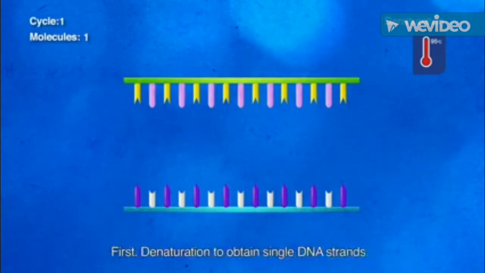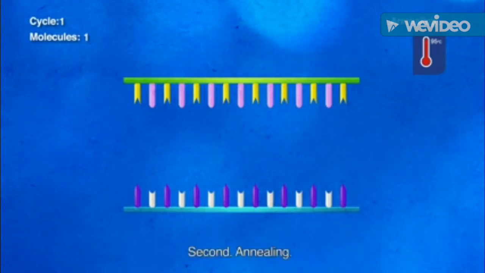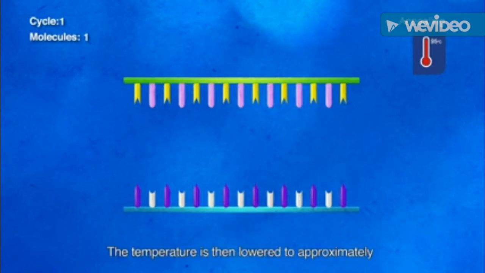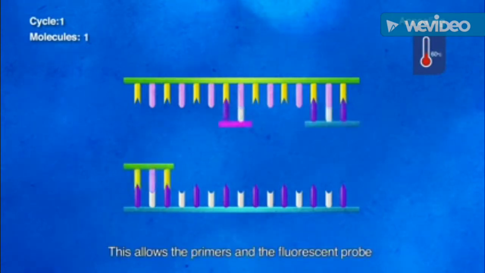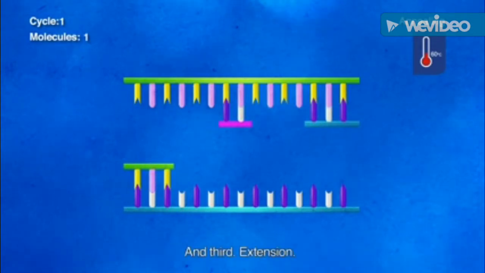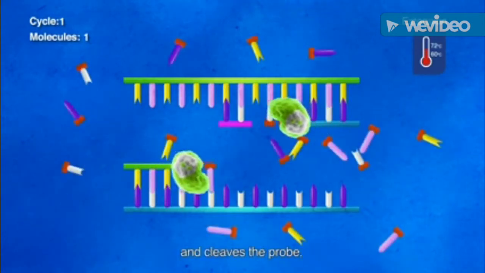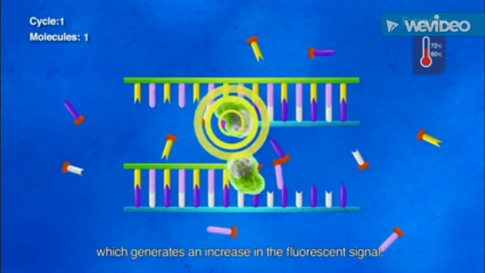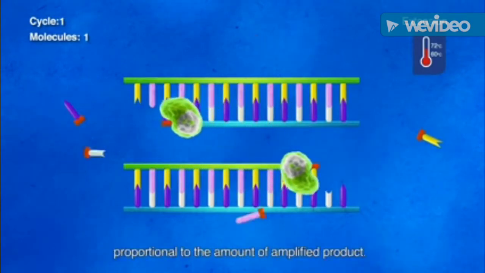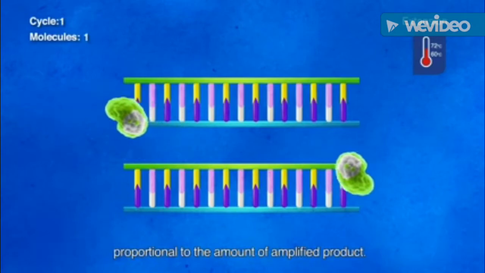First, denaturation to obtain single DNA strands. Second, annealing. The temperature is then lowered to approximately 60 degrees. This allows the primers and the fluorescent probe to bind to your target sequence of interest. And third, extension. Between 60 and 72 degrees, the polymerase extends the primers and cleaves the probe, which generates an increase in the fluorescent signal proportional to the amount of amplified product.